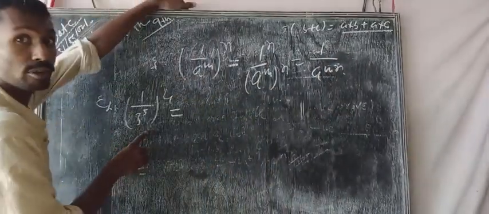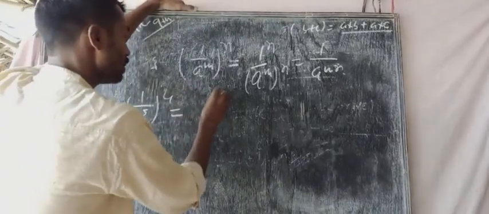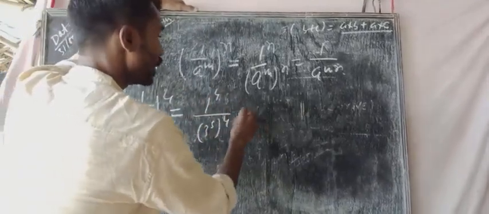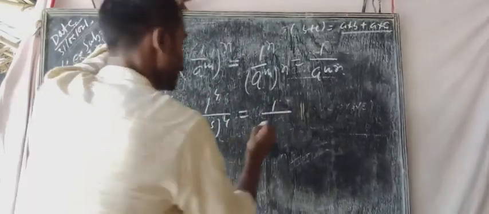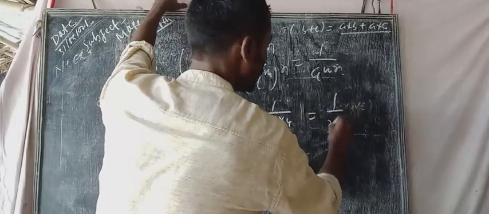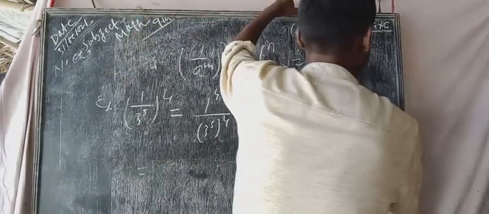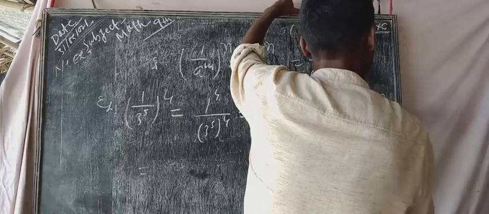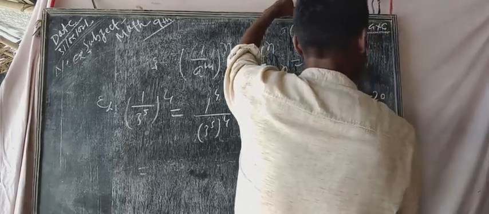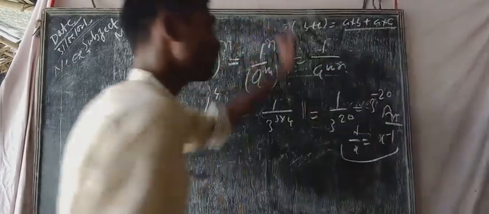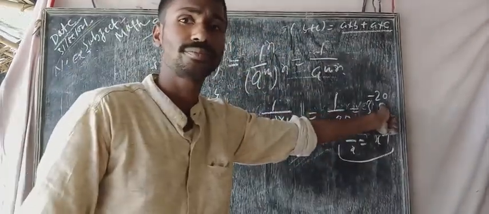Similarly, I can write these questions like that. That means 1 by 3 to the power 5 whole power 4 equals 1 by 3 to the power 5 into 4. This will be equal to 1 by 3 to the power 20, or this can be written as 3 to the power minus 20 is the answer. As we know that 1 by x will be equal to x to the power minus 1, with this similar concept we can write these questions like that.